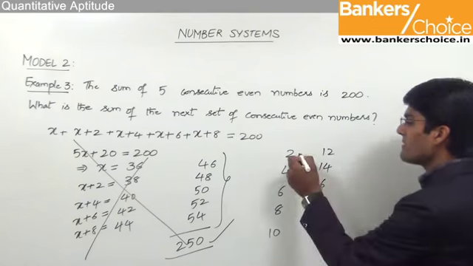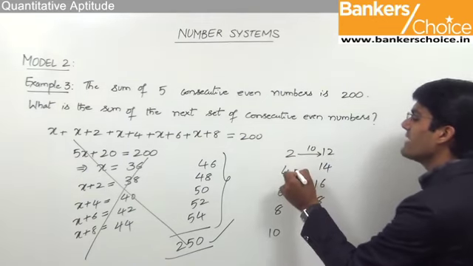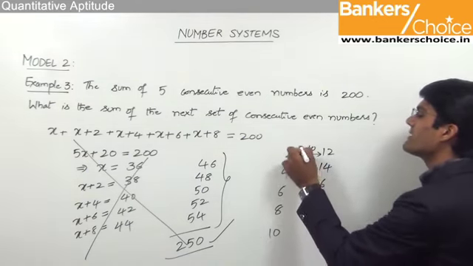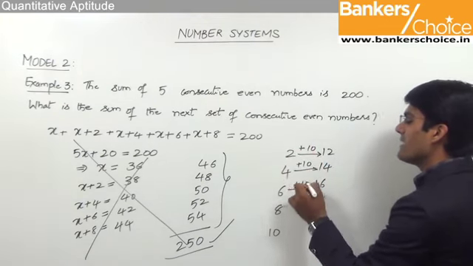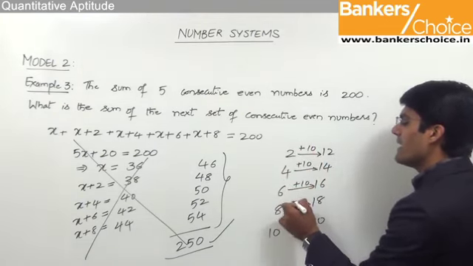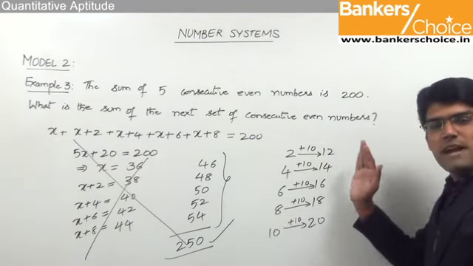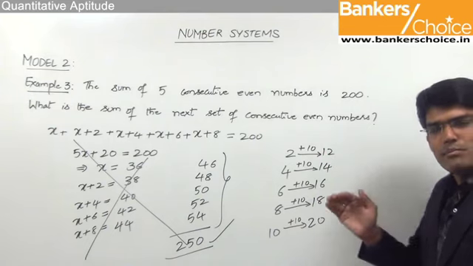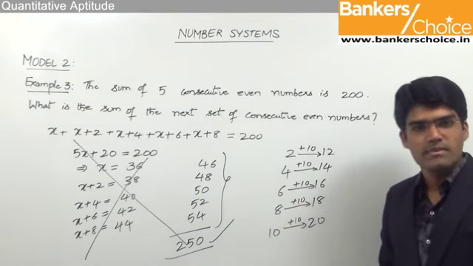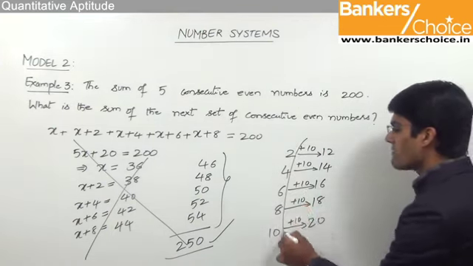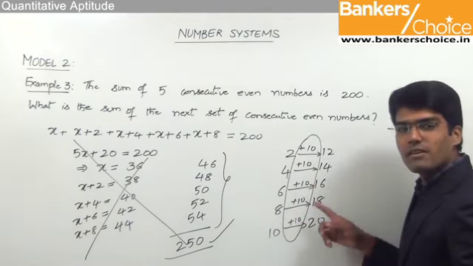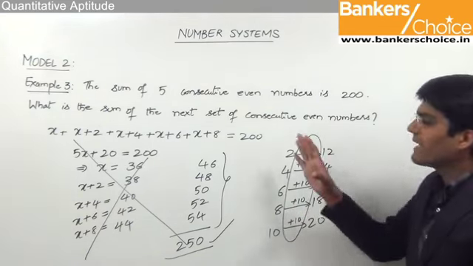Now if we observe 2 and 12, the difference is 10, 4 and 14, the difference is 10, 6 and 16, again the difference is 10, 8 and 18, the difference is 10, and 10 and 20, the difference is 10. That means the next 5 consecutive numbers are nothing but 10 more than each of the given consecutive numbers. So altogether we have got 5 tens extra. That will make it 50 more than the actual sum.